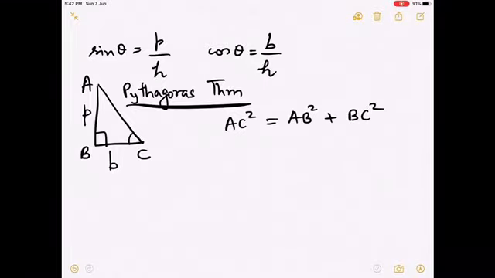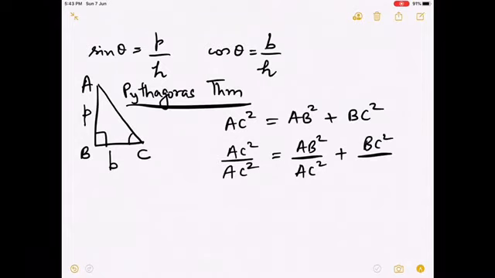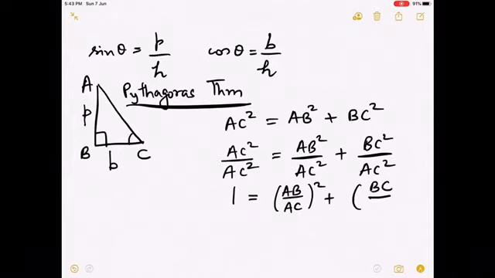What happens if we divide here by AC square? We write AC square upon AC square, AB square upon AC square, and BC square upon AC square. Now, as elementary calculation will tell you, AC square upon AC square is 1. AB square upon AC square can also be written as (AB upon AC) whole square, and (BC upon AC) whole square.